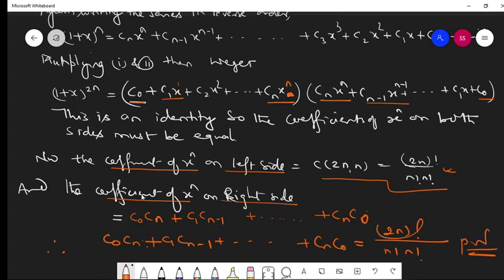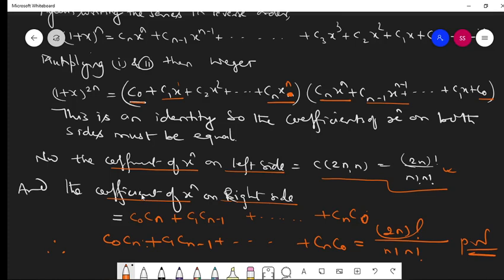Here is a reminder: these are the coefficients only. We should not write xⁿ here, because the coefficient of xⁿ is what I have written. Then from these two relations, the coefficient of xⁿ on the left and the coefficient of xⁿ on the right, equating them, we obtain the result.